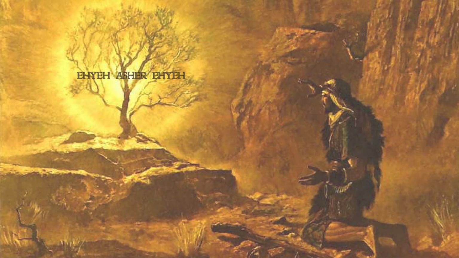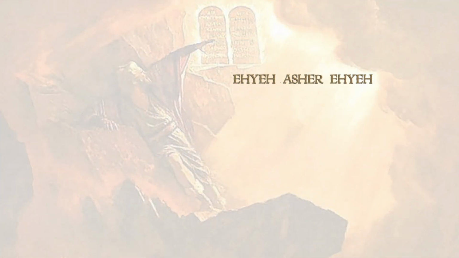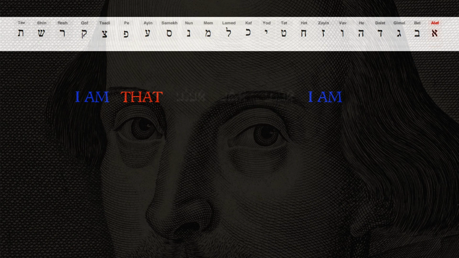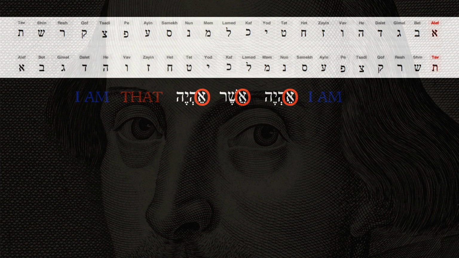Here he is looking at the burning bush where God gave him his name, Ehyeh, Asher, Ehyeh, which is translated, I am that I am. Now in Hebrew, it's read right to left, and the three letters that start each of those words are Aleph and Aleph and Aleph. However, during the Renaissance, it was a very common form of cryptography to use an inverted Hebrew alphabet, such that the Aleph becomes the Tav.